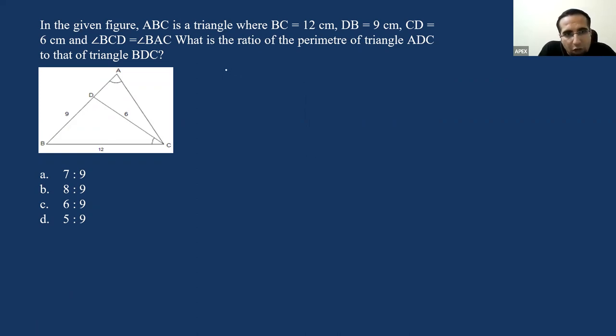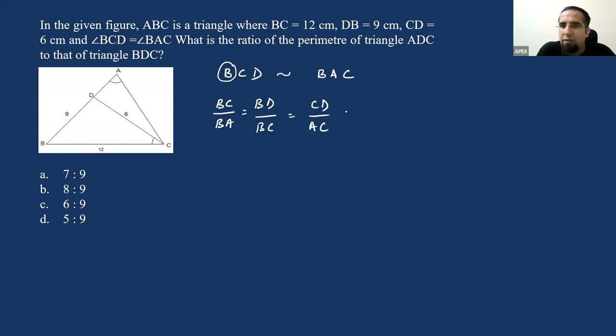Let's see. I'm talking about triangle BCD and triangle ABC. So here angle B is equal to angle B. Both of them are same angles. Now angle BCD is equal to angle BAC. Right? So can I say these two triangles are similar? If these two triangles are similar, then we have BC by BA is equal to BD by BC, which is equal to CD by AC.